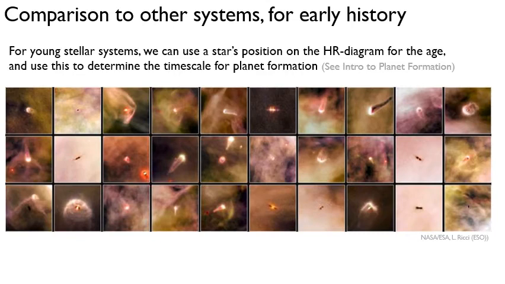One more thing we can do is compare to other stellar systems, and this is really valuable for the early history of the solar system. So this is one way we can figure out what happened early on. It's not really dating necessarily, but it's one way we can assign an age to when certain things happened in the solar system, and we already talked about this in the Introduction to Planet Formation lecture.